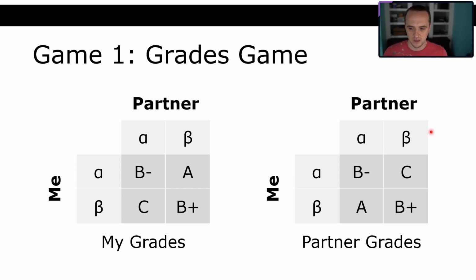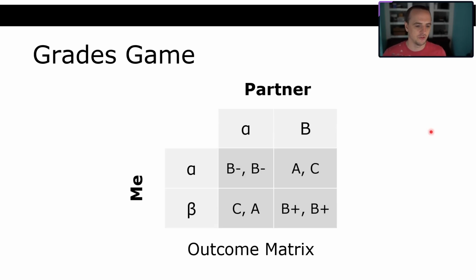So if I combine both of those tables, I can have a single outcome matrix for this grades game. And it means that if we both choose alpha, we both get a B-. If we both choose beta, we both get a B+. But if I choose alpha and they choose beta, the first one here, that's my outcome, okay? So I'll get an A, but they'll get a C. And if I choose beta and they choose alpha, I'll get a C and they'll get an A.